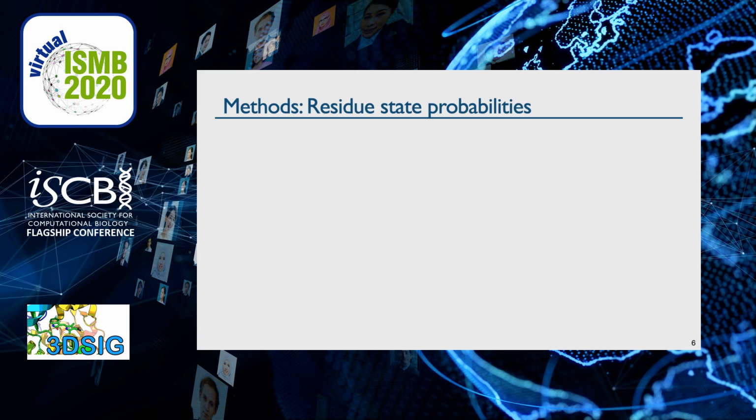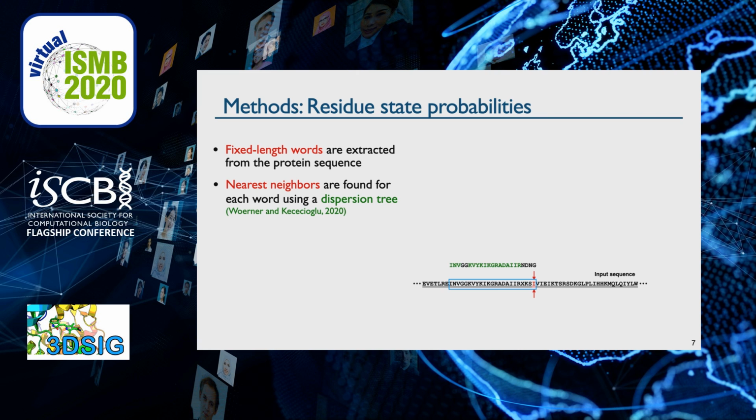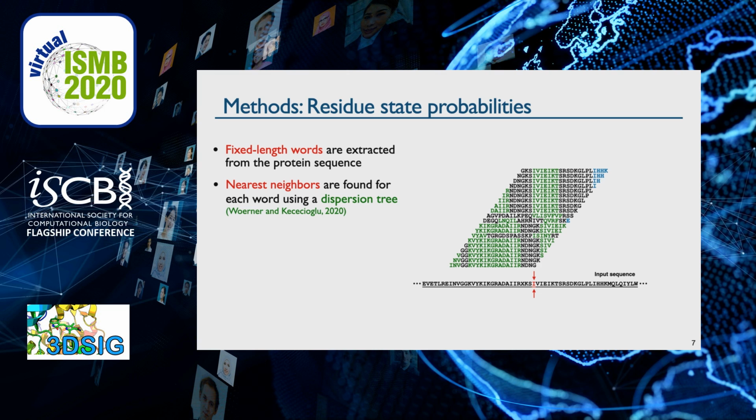To get residue state probabilities, we use the following procedure. Given an input protein sequence, we extract fixed-length words at every position, where each colored box represents a different fixed-length word. To obtain state probabilities for this residue highlighted in red, for each word that contains this residue, nearest neighbors are found from our template database using the dispersion tree data structure.